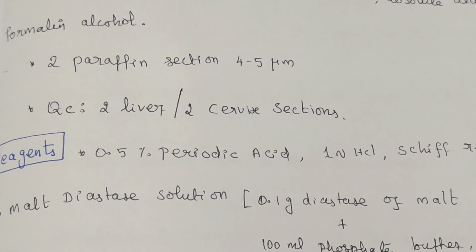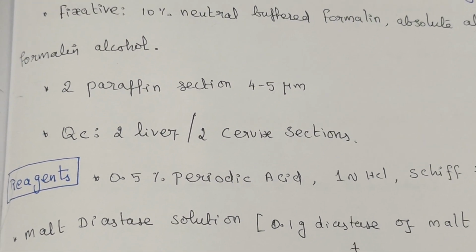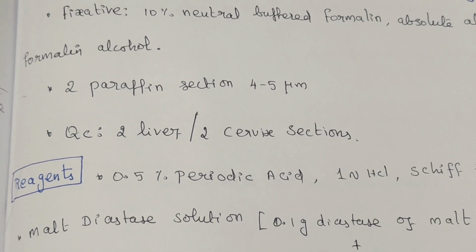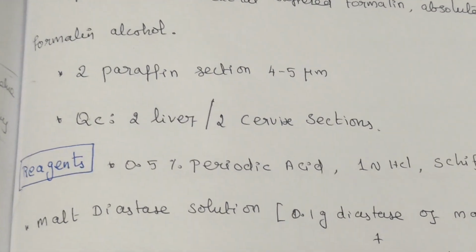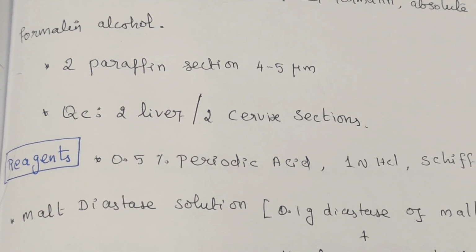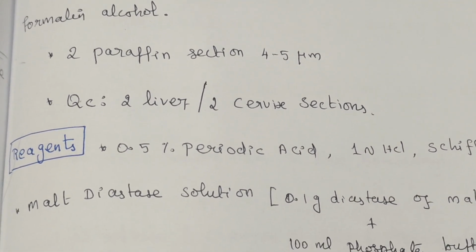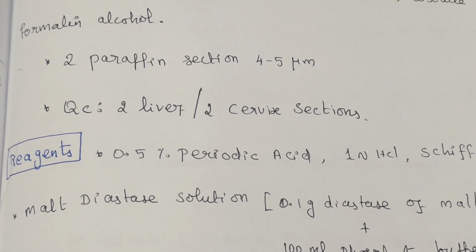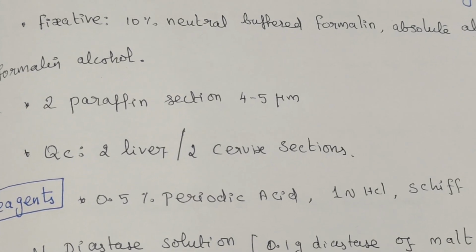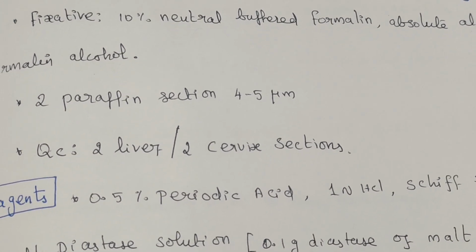Then the reagents. Two sections need to be labeled, one with diastase and the other without. The sections labeled with are treated with diastase reagent, and the sections labeled without are not treated with diastase reagent. For QC, 2 liver sections or 2 cervix sections can be used. These reagents are used for the PAS reaction with diastase digestion.